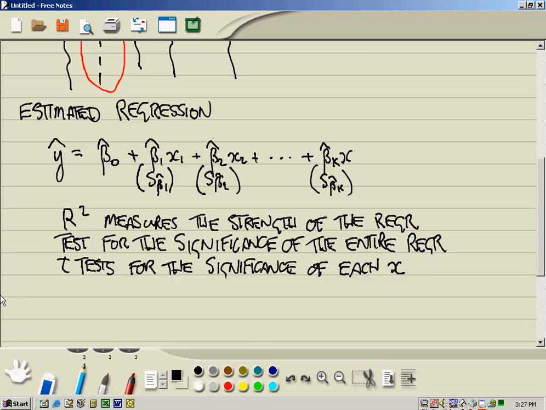The first time we do this right here, we'll do this in reverse order. Do the t-tests, then the test for the significance of the entire regression, then talk about r squared. But in the long run, we'll do it in the order that they're listed. We'll look at the r squared and do an interpretation, since the interpretation is meaningful. Look at the test for the significance of the entire regression, and then the t-test for the significance of each of the individual x's.